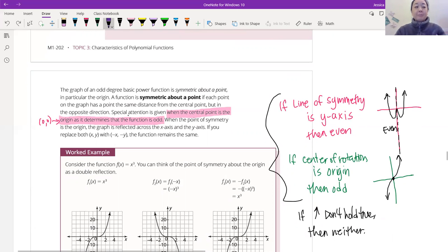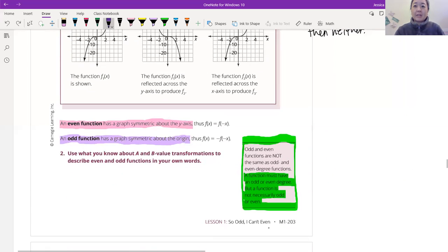Now note, just because it has an odd degree does not make that an odd function. Weird, I know. And so it's right here. This is the synopsis here. And just because it is x to the 4th power does not make that automatically an even function. What makes it an even or odd function is this definition right here. So an even function has a graph symmetric about the y-axis, reflectional symmetry. An odd function has a graph symmetric about the origin. It has to be the y-axis here.